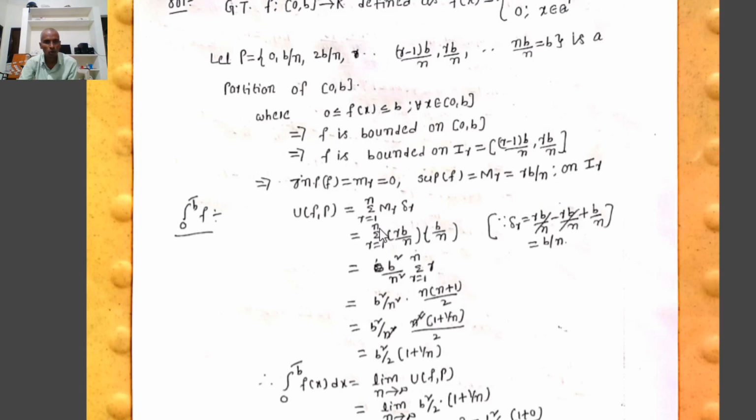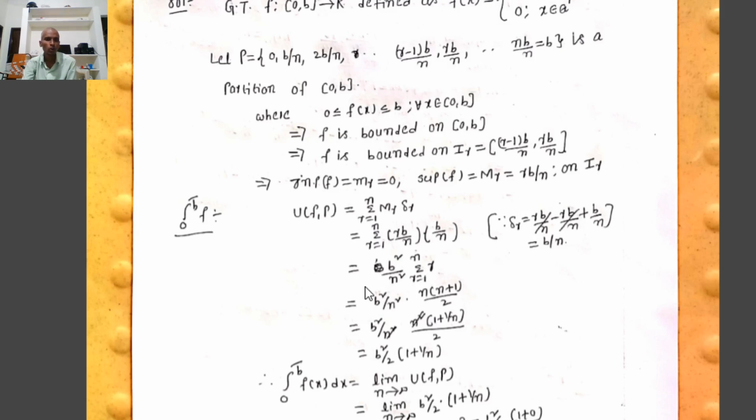Therefore, in the summation from r = 1 to n, substitute capital M_r = rb/n, where delta_r = x_r - x_{r-1} = rb/n - (r-1)b/n = b/n. Therefore delta_r = b/n, that is summation r = 1 to n of rb/n into b/n, where b/n times b/n gives b square by n square, taken outside as common.